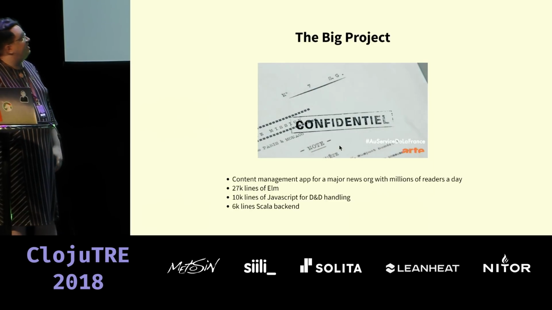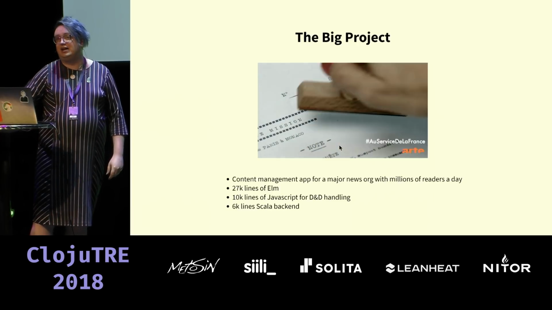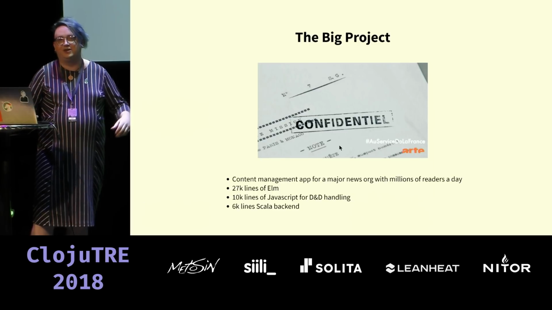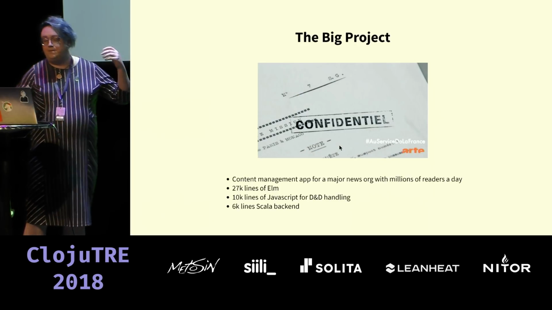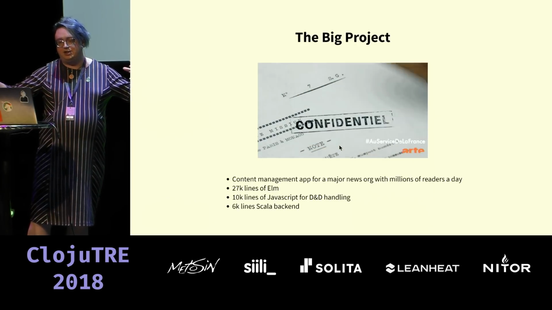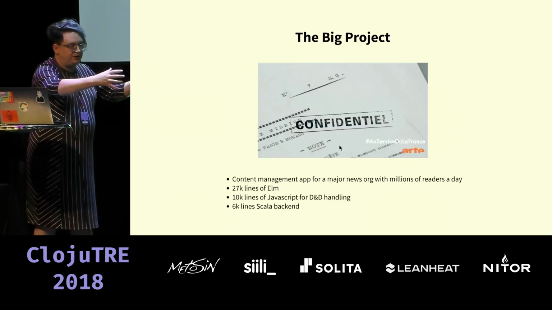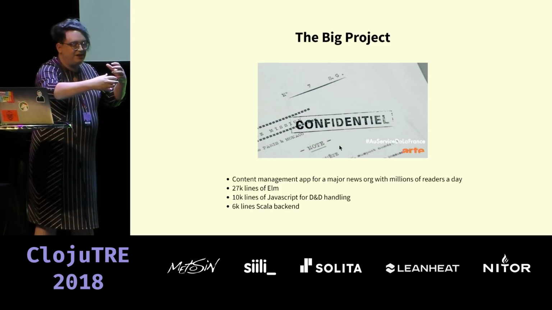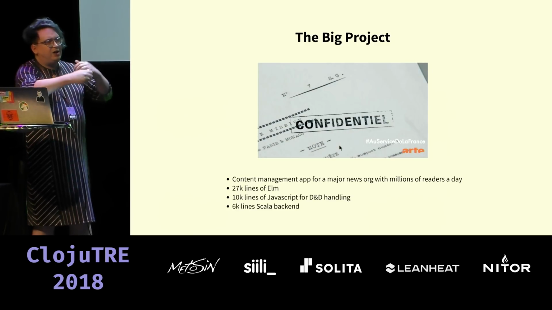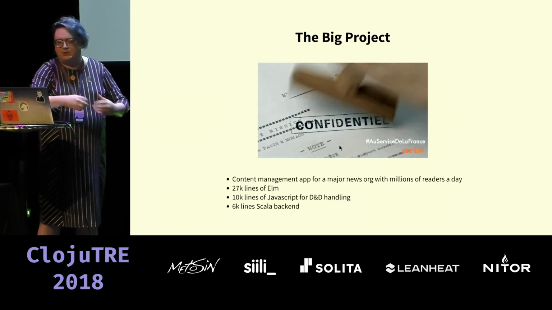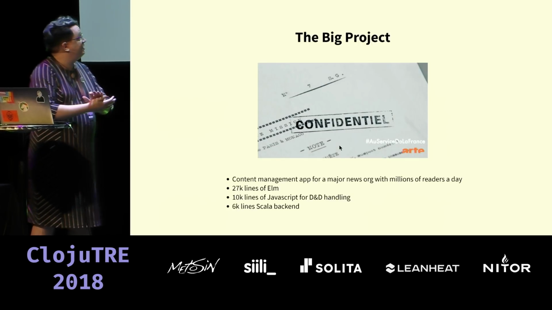So, the big project is confidential. I can't tell you where it is or who it's for exactly because NDAs and stuff, and also I kind of forgot to clear it before I did this talk. So, content management app for a major news org, millions of readers a day. Essentially, they have a back end in Scala and a front end in Scala and this content repo, and then the people who write the stuff have this awful third-party XML tool that they have to write everything in and then manage what stories show up on which pages. So we wrote for them an Elm app instead to do at least some of the hard part for us.